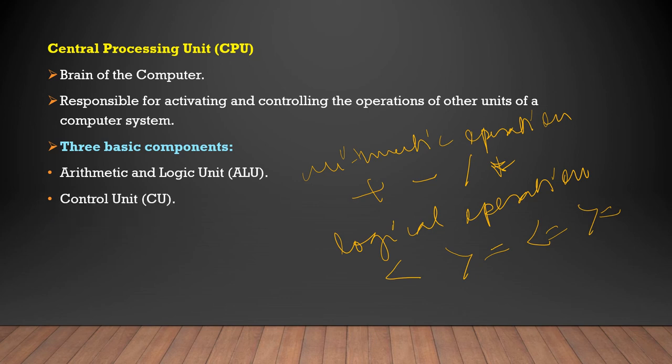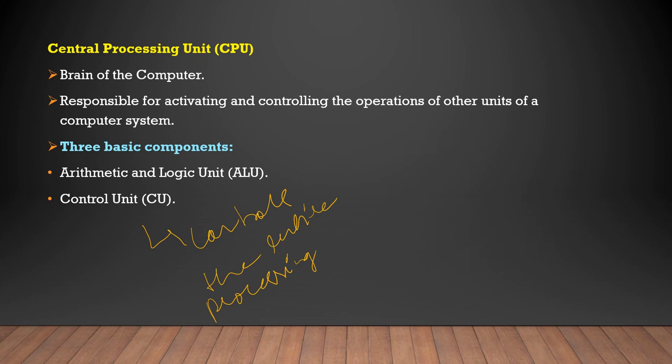Next is the control unit. The control unit of a computer system manages and coordinates the operation of all the other components of the computer system. That means it acts like our central nervous system. It does not process, but it controls the entire processing of data inside the computer.